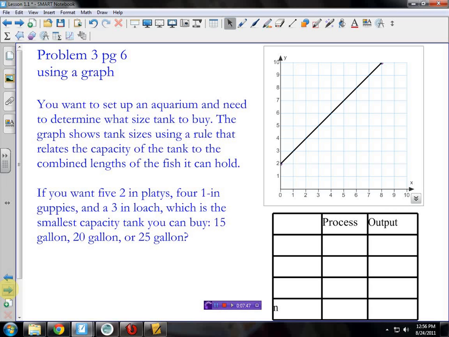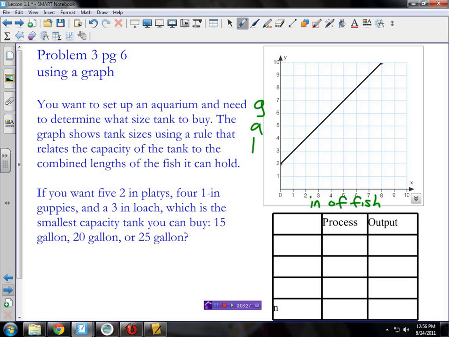So on the bottom of this graph, I have inches of fish, which makes sense because if you have a bigger fish, it's going to need more space. And then over on the y-axis, I have gallons of water. We can figure out how big a tank we need. So we want to buy 5 2-inch platies, 4 1-inch guppies, and a 3-inch loach. And it wants to know what's the smallest tank we can buy: 15, 20, or 25 gallons.